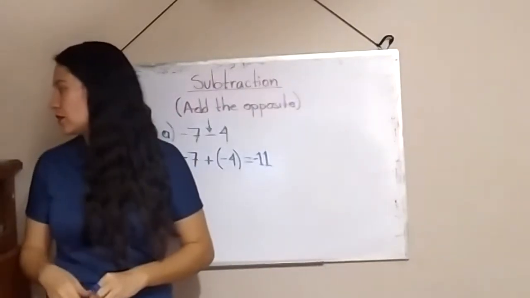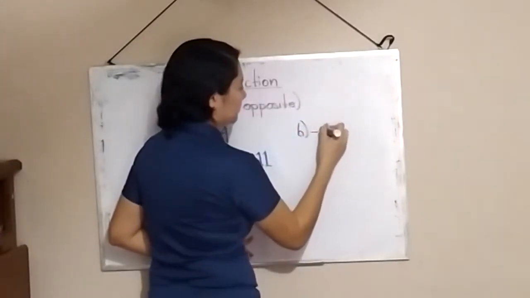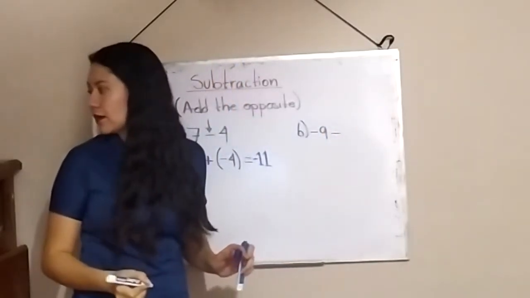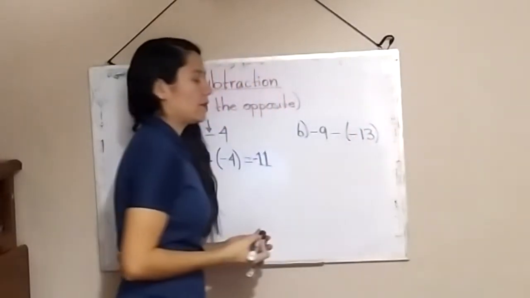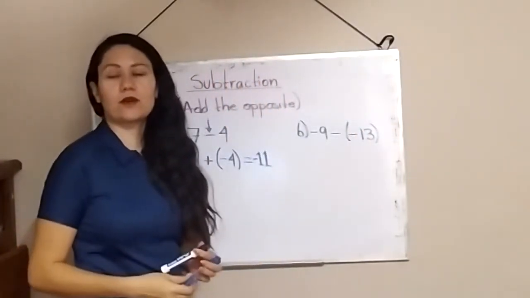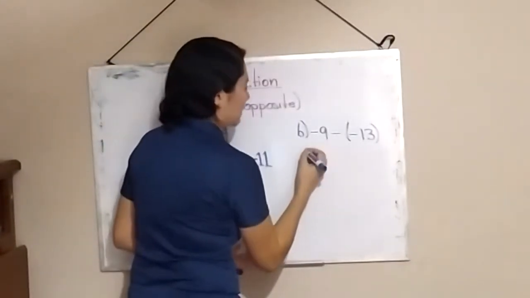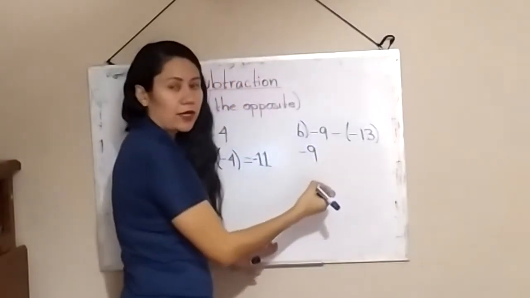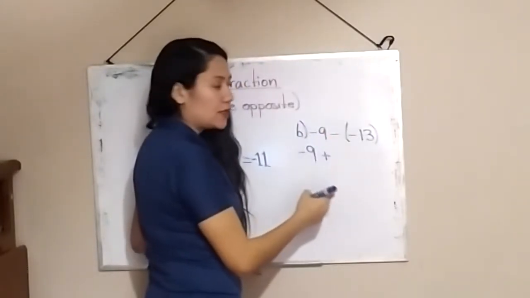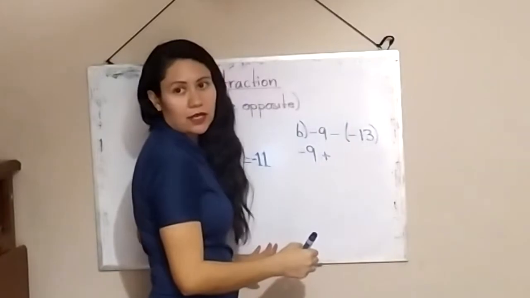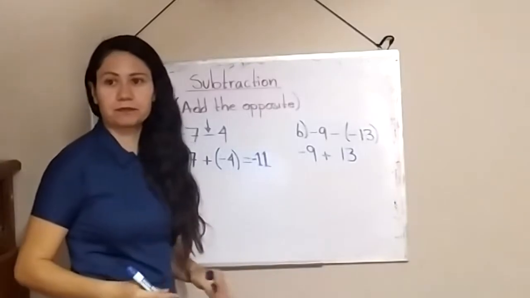Second example, we have -9 minus -13. Okay? We are going to change it first into an addition of the opposite, leaving the first one the same way, changing the operation from subtraction to addition, and then changing the -13 to its opposite number, which is +13.